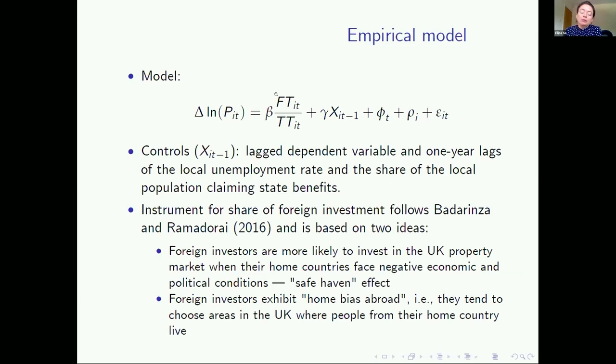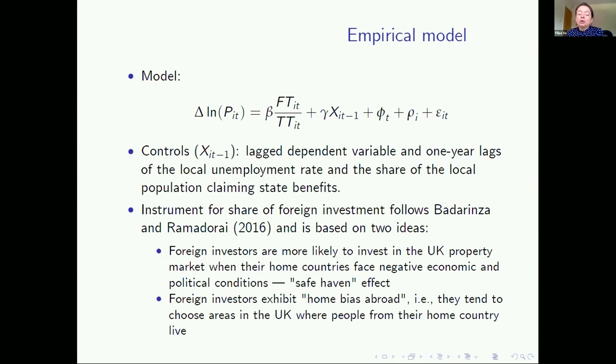And the foreign investment is not randomly allocated, right? So foreign buyers are going to be taking into account the local conditions of local authorities when they decide where they are going to invest. So I'm going to use an instrument which is based on two ideas. One is this idea of a safe haven. If you have negative shocks, political or economic shocks abroad, foreign buyers will be more likely to invest in the UK as a kind of safe haven.